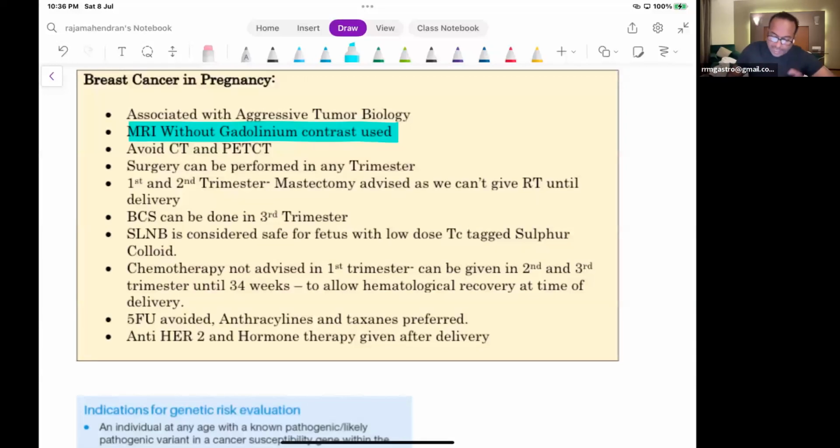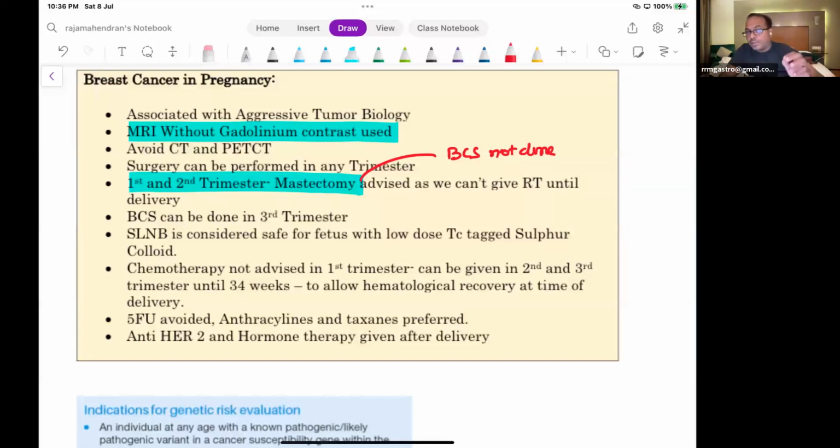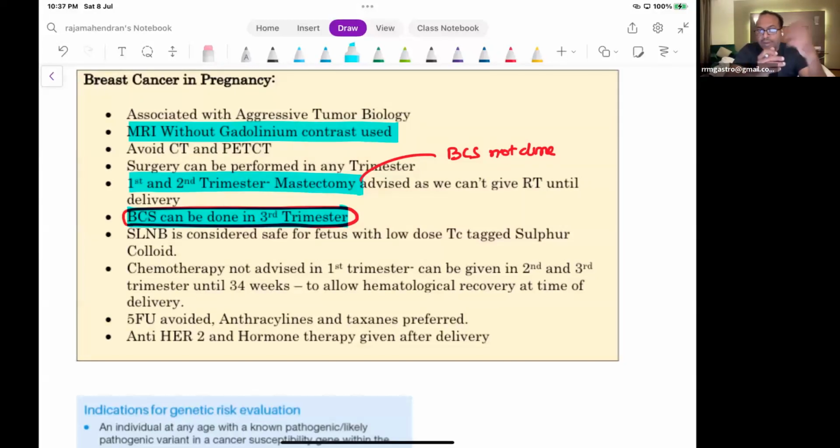Surgery can be done at any time, but what surgery? In the first and second trimester only MRM can be done. We cannot do breast conservative surgery in the first and second trimester. Why? Because radiotherapy cannot be given. Breast conservative surgery can be done in the third trimester, because after delivery we can give radiotherapy. Don't forget, this is the second point.